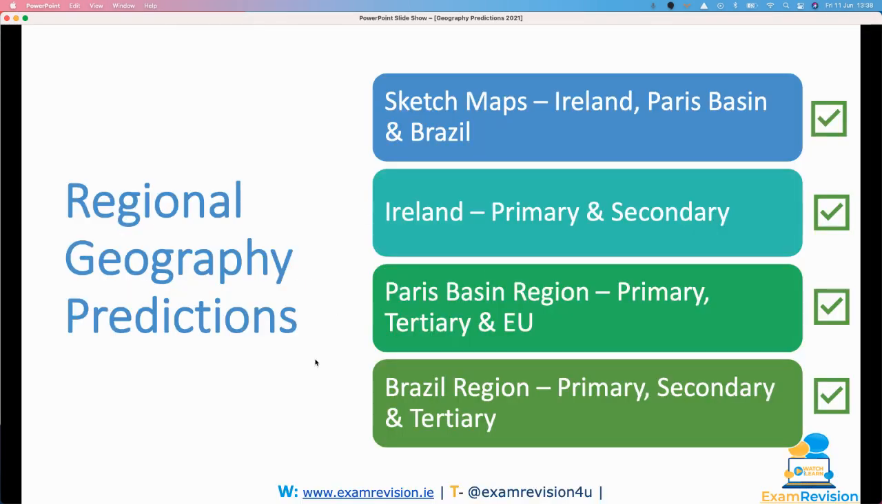If I go on to the regional geography, so the sketch map that came up, then we looked at the Irish region. I said make sure you know primary and secondary. So the secondary economic activities came up for Ireland. For the Paris Basin European region, I said make sure you know primary and tertiary in the EU, and primary came up. So fantastic, I was delighted to see that I got those right as well. And then for your subcontinental region, the one we do is Brazil, but you might do a different subcontinental region, I said to make sure you know your primary, secondary, and tertiary, and tertiary came up. So again, all of the predictions for regional geography came up.